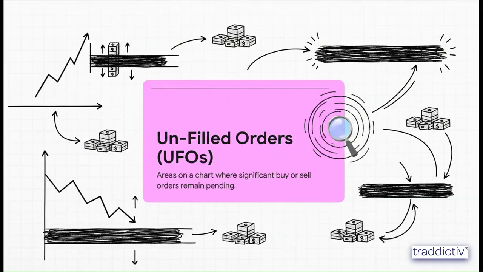Which brings us to something absolutely crucial. We're talking about unfilled orders, or let's just call them UFOs for short. So what are they? UFOs are specific areas on a chart where huge quantities of buy or sell orders are just sitting there, pending, waiting to be executed. Imagine it like a massive, invisible wall of limit orders sitting at a specific price. When the market price finally climbs up and reaches that area, it slams right into that wall. This massive concentration of unfilled orders is exactly what creates those fierce zones of resistance and support we are always looking for on our screens.